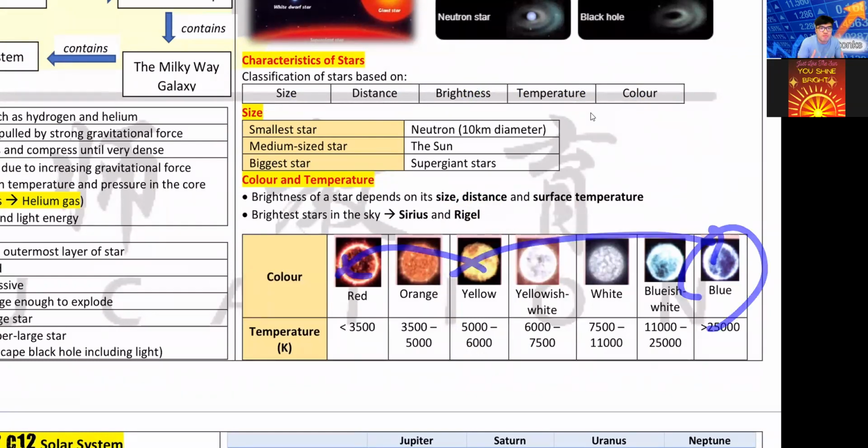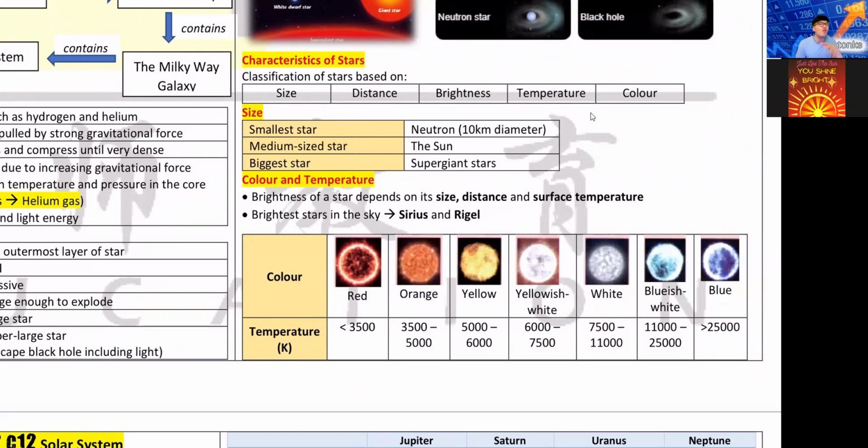Blue is super hot. It's like your mom's kitchen fire. Yellow fire is the lousy fire. I'm sure your mom cooks with a blue flame. That's a really hot flame. That's like what, 4 or 5 times hotter. So that's a very hot star.